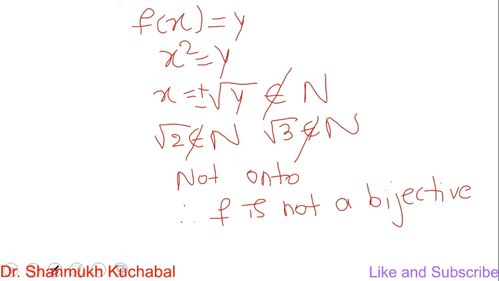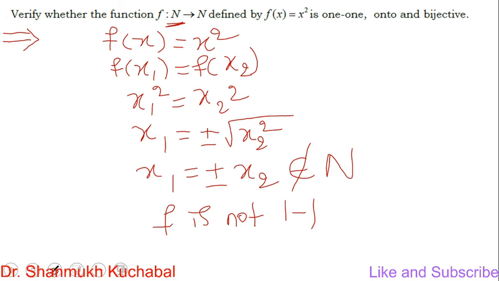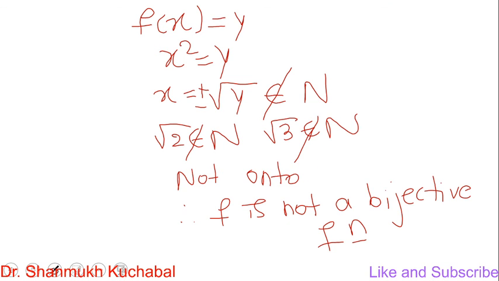So dear student, very important here: the function f is defined from the set of natural numbers to natural numbers. In the natural numbers, if we get a negative number, then it is not belonging, so it is not 1-1 in the first case, and in the second case it is not onto. So like this example we have to solve.